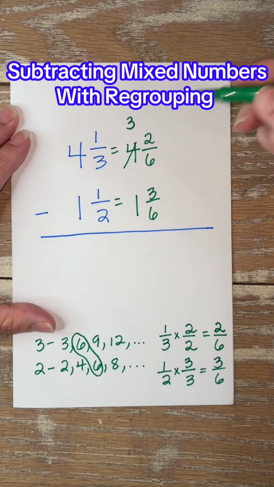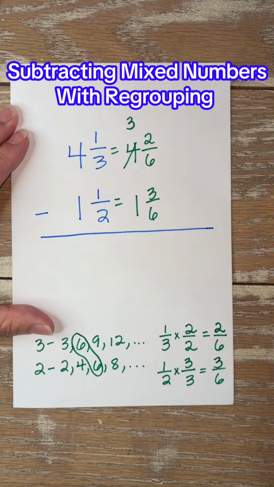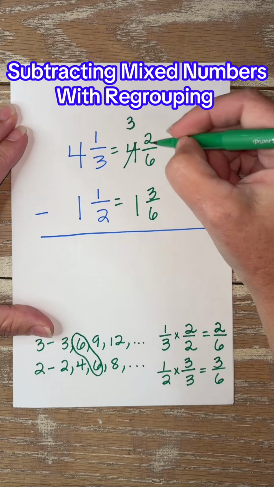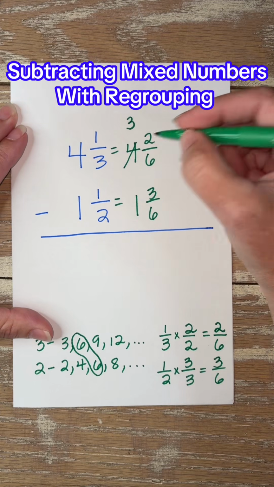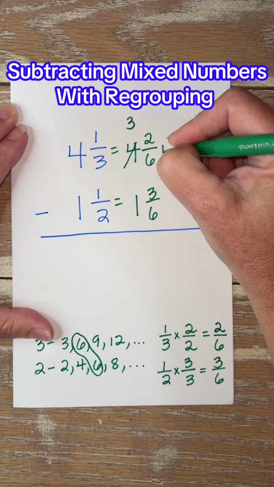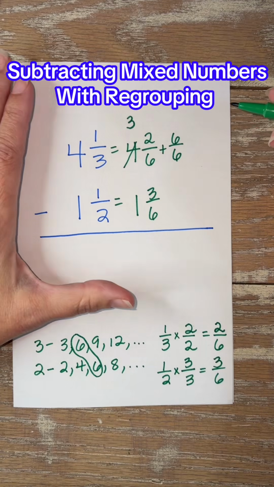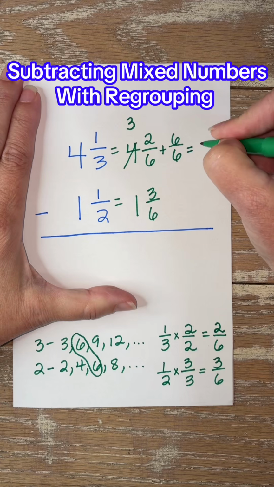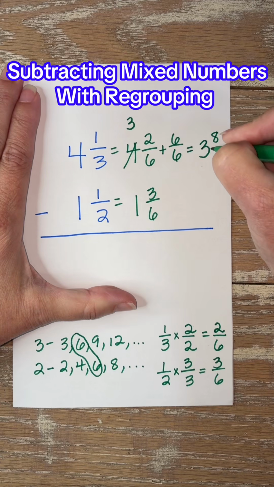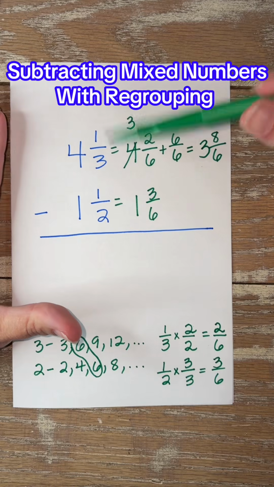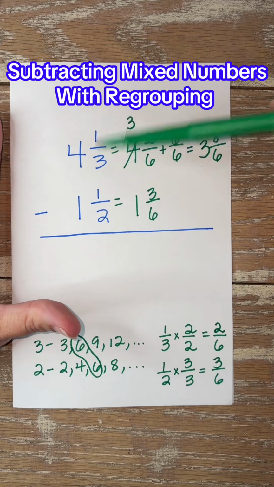Now that 1 that I took from the 4 can be written in lots of different ways. That's the beauty of the number 1. It can be 2/2, 3/3, 5/5, 100/100. All of those equal 1. In this case, we have a denominator of 6. So why not represent the 1 that we took from the 4 as 6/6 so that we keep our nice common denominator. So what I now have in my numerator is 3 and 8/6. 3 and 8/6 is still equivalent to 4 and 1/3.